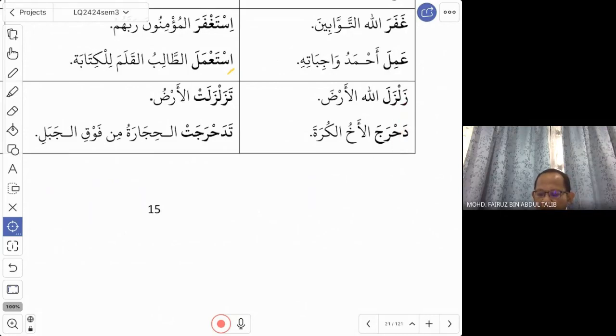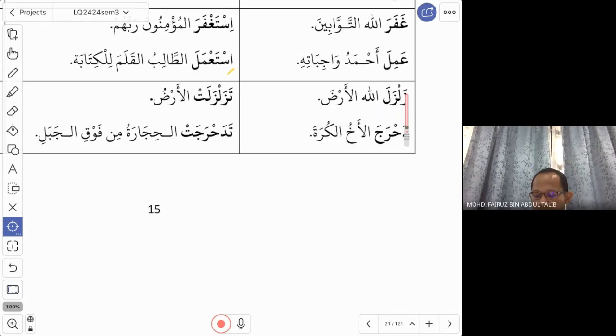Zalzala. If you look at this fi'l, zalzala, we have 4 letters. This is different from the previous example. In the previous example, you have 3: ain, mim, lam; ghin, fa, ra. But now you have zal, lam, zal, lam. So now we ask the question: are these 4 letters the original letters, or do we have additional letters? If we look at the dictionary, the word zalzala, these are actually the original huruf.